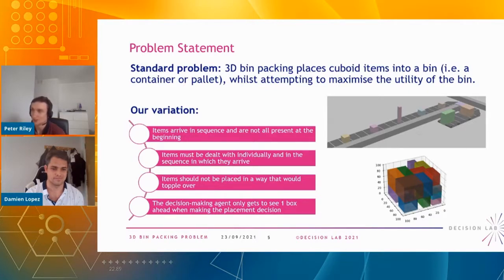What is our variation, though? So there's a standard example, but the problem that we're trying to tackle specifically is where items arrive in a sequence. You can think of them arriving on a conveyor belt, and they're not all present at the beginning. What the reinforcement learning agent sees is, you can imagine the conveyor belt coming around a corner, as you can see on that diagram, where you can only see the current item and the next item. And you have to deal with them in turn. You can't ignore them or put them to one side. And finally, I think we've got this constraint that you have to place items in a way that wouldn't topple over. So things have to be stable and sensible, not floating in midair or precariously placed above another box.